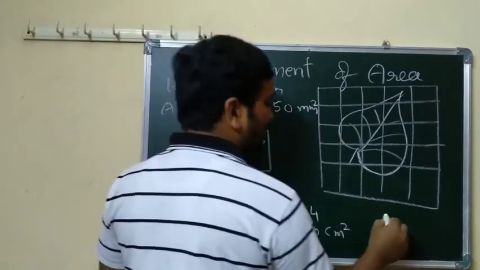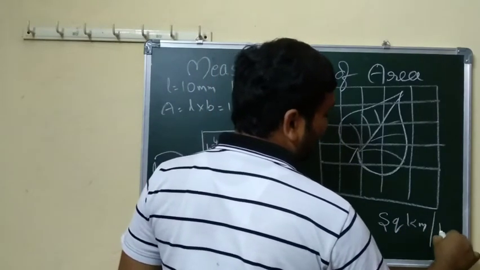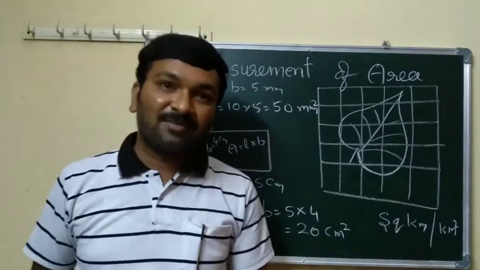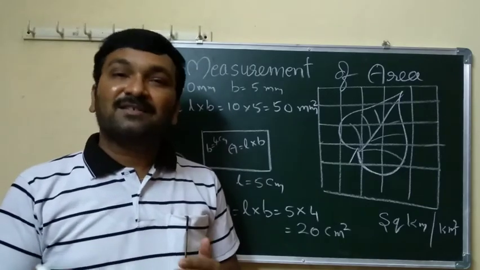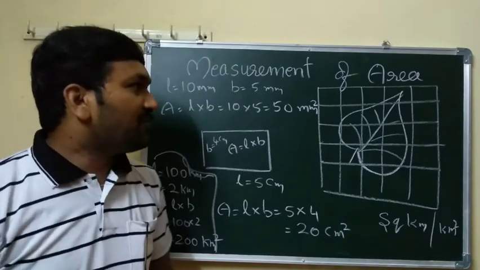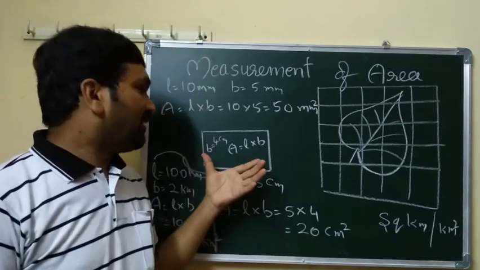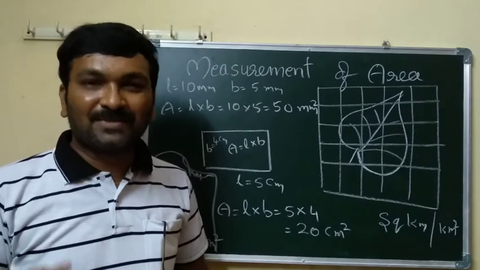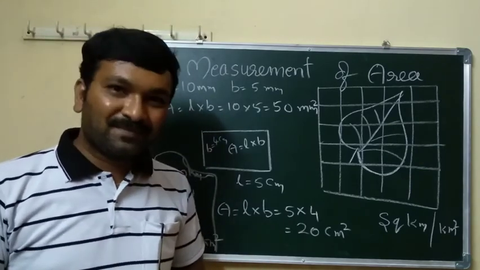Some people will write square kilometer or kilometer square. Both are correct. Square millimeter, otherwise millimeter square. Centimeter square, square centimeter. Both represent the same. So these are used for measuring area. I have taken only the rectangle here, but you can take a parallelogram, trapezium, rhombus, square, whatever the situation. Triangle also.